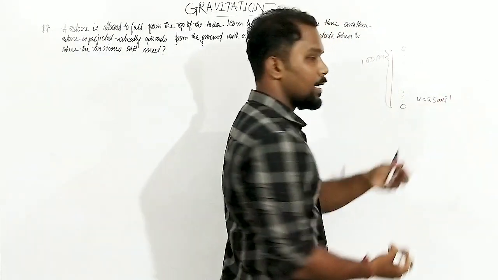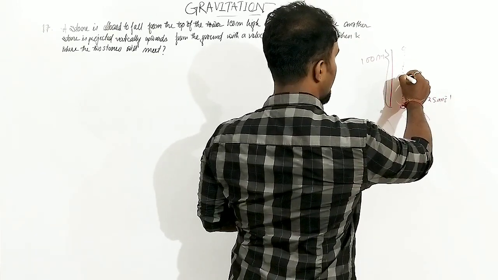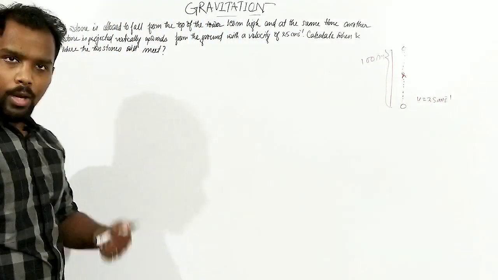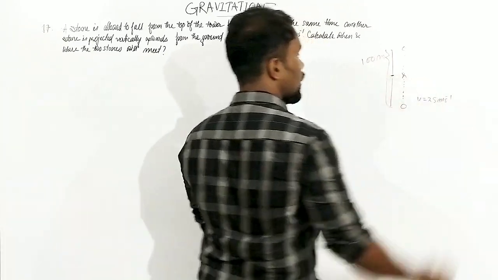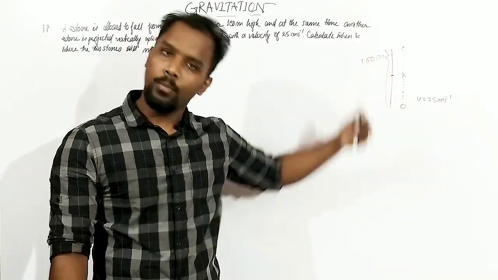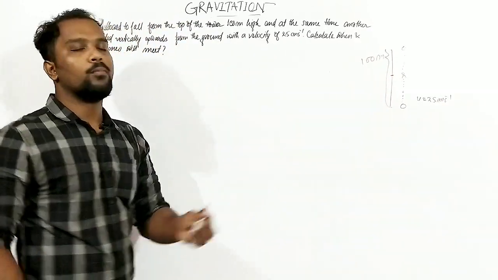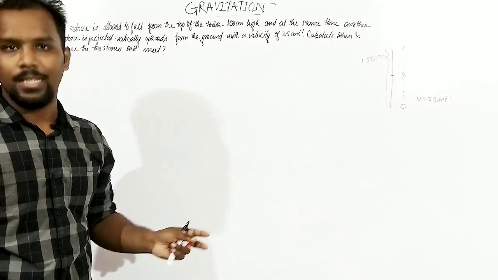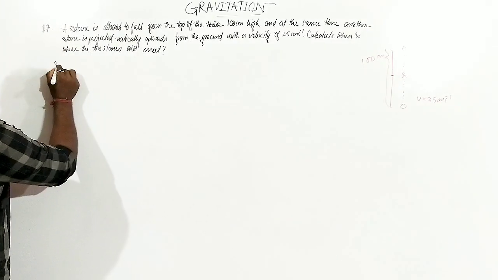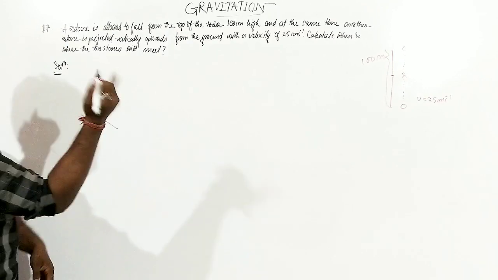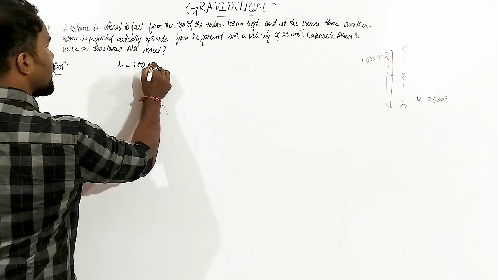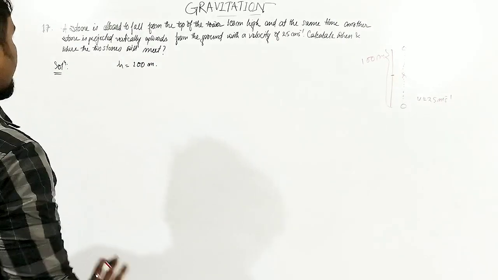That means they are moving in the same line, so they are going to meet like that. But we have to calculate when and where. So we have to calculate the height at which the two stones are going to meet, and the time when they meet. Simple question, but to solve it we have to consider two cases. First, we write down what is given. The height is given as 100 meter.